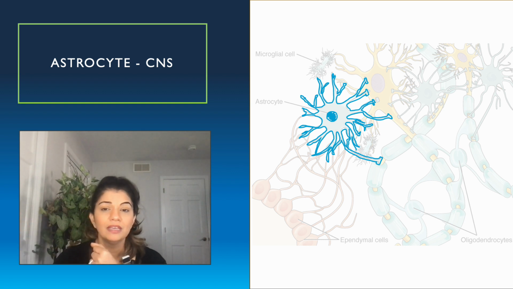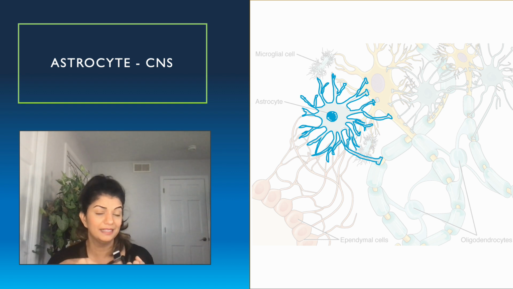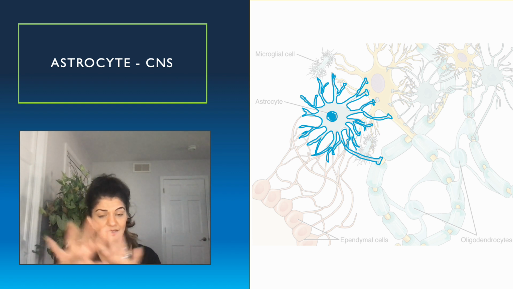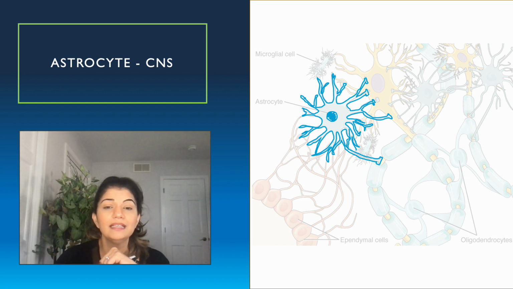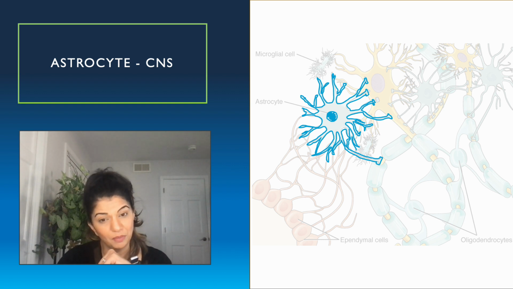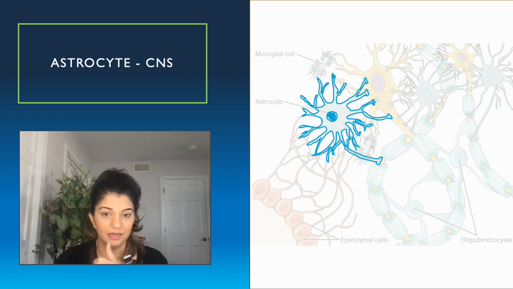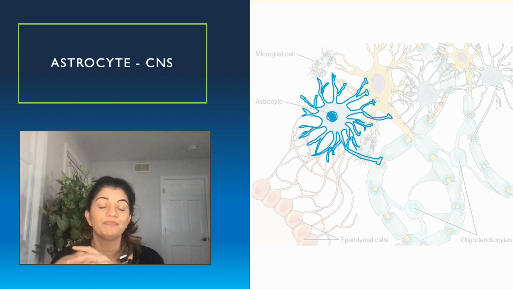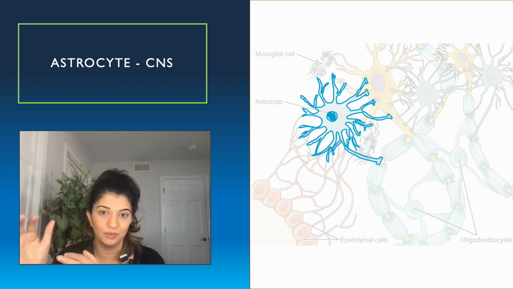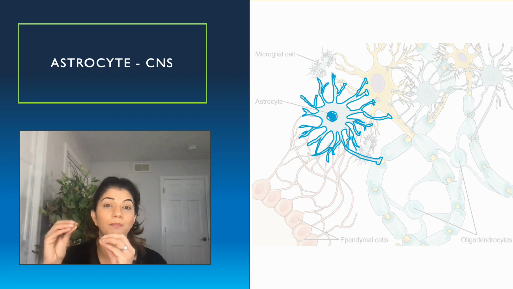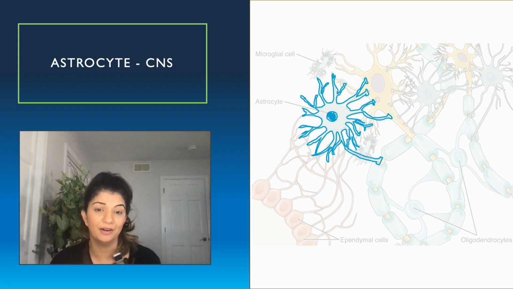But some ways in which they support the neuron is they maintain concentration of chemicals in the extracellular space. They remove signaling molecules, and they also react to any tissue damage and assist with repair. And one of the big roles is they contribute to the blood-brain barrier.